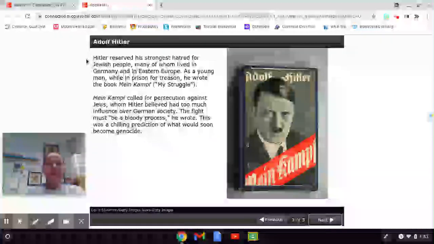Hitler reserved his strongest hatred for the Jewish people, many of whom lived in Germany and in Eastern Europe. As a young man, while in prison for treason, he wrote the book Mein Kampf, meaning My Struggle. Mein Kampf called for persecution against the Jews, whom Hitler believed had too much influence over German society. "The fight must be a bloody process," he wrote. This was a chilling prediction of what would soon become genocide.